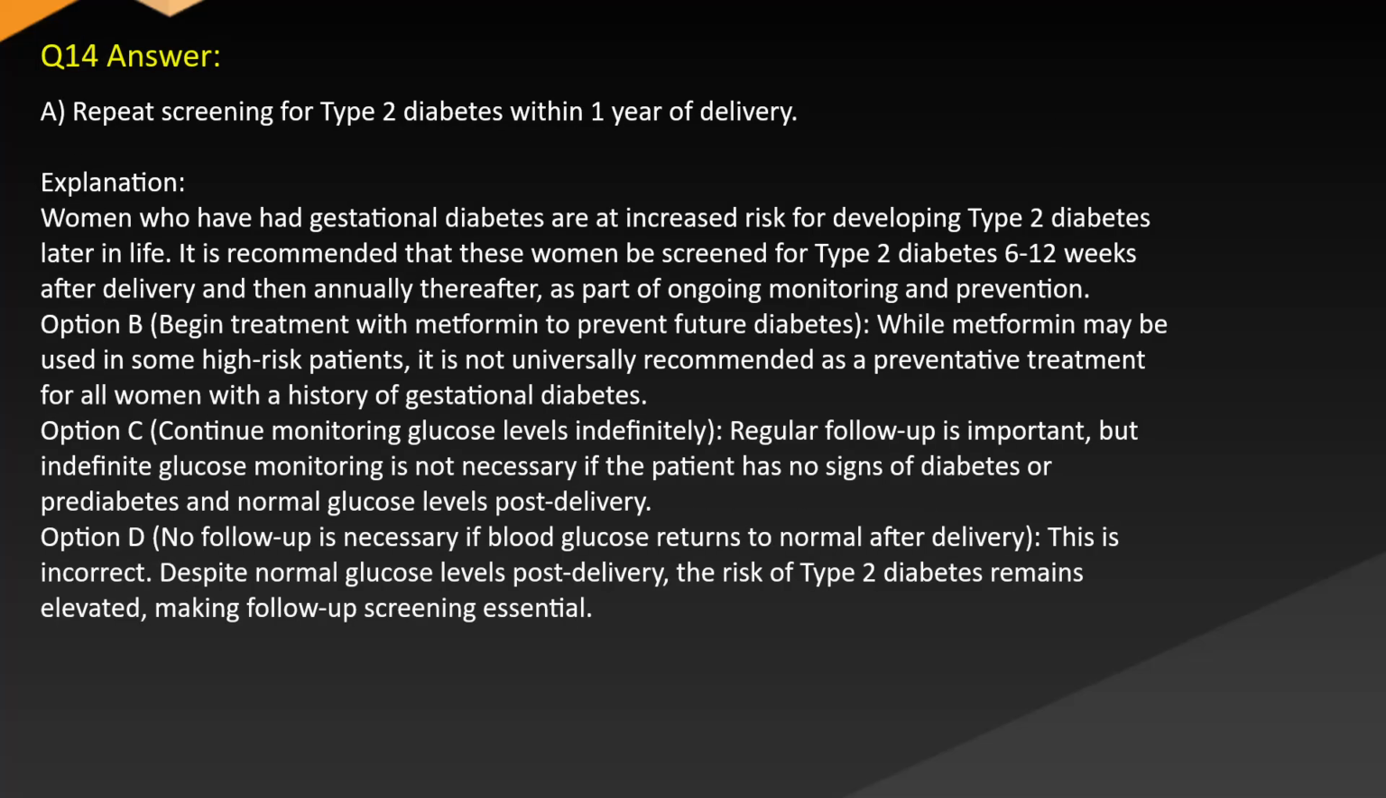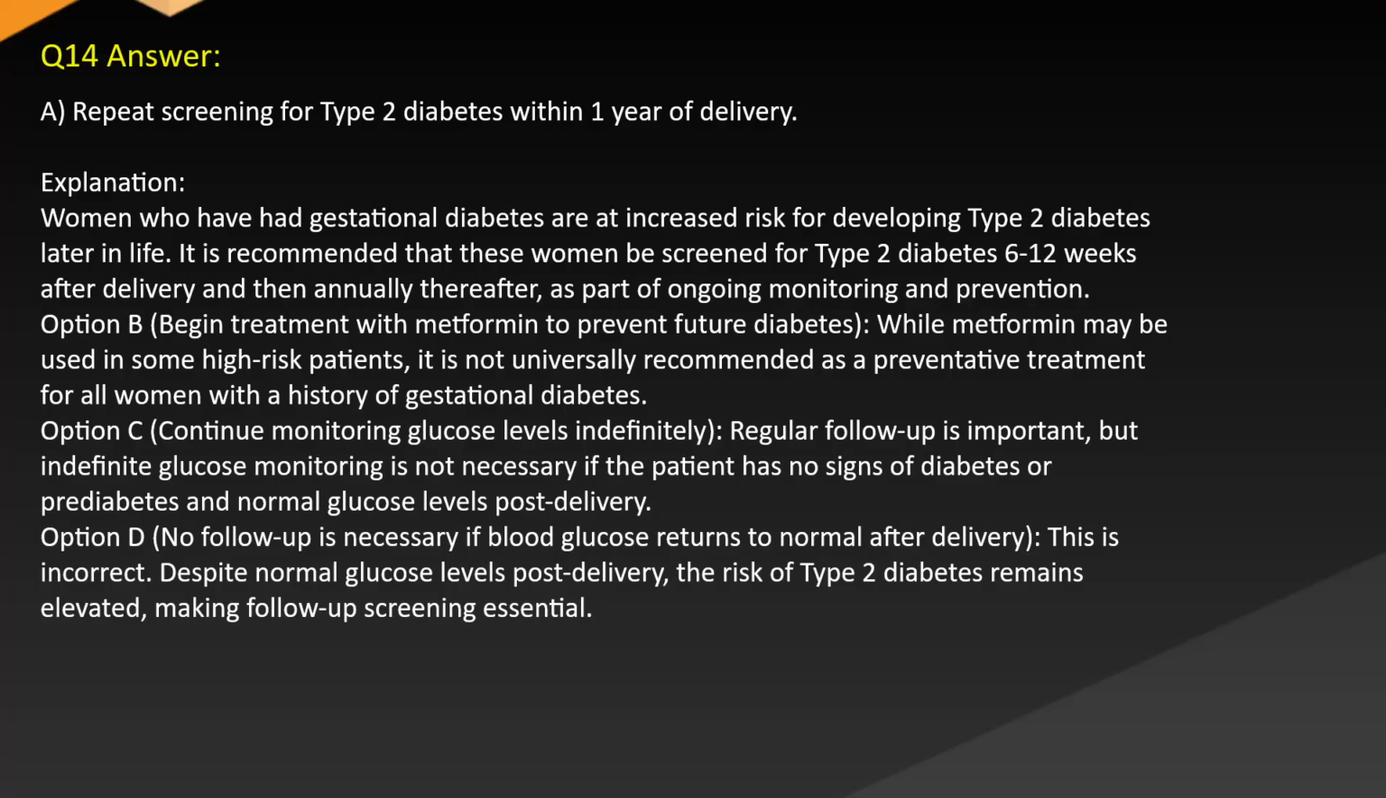Answer A. Repeat screening for type 2 diabetes within 1 year of delivery. Explanation: women who have had gestational diabetes are at increased risk for developing type 2 diabetes later in life. It is recommended that these women be screened for type 2 diabetes 2 weeks after delivery and then annually thereafter as part of ongoing monitoring and prevention.